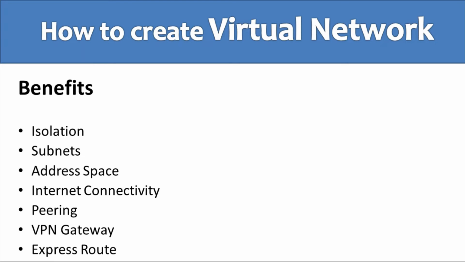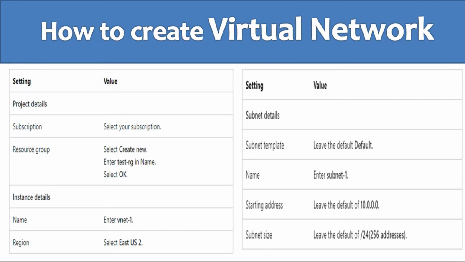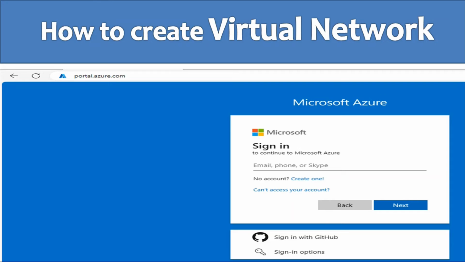Now let's understand how to create a VNet in Azure. Before starting, we need to look into some prerequisites like a valid subscription, then resource group, name, region, and also the IP address, subnet mask, and gateway we would like to use. Okay, so to create a VNet, first we need to log in to the Azure portal.